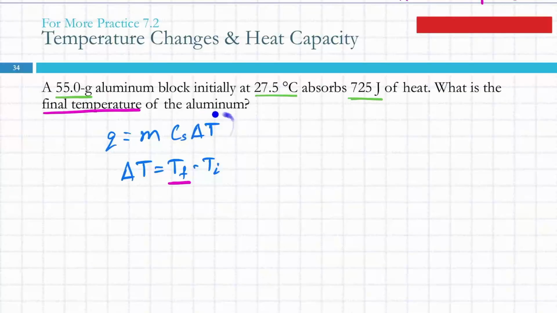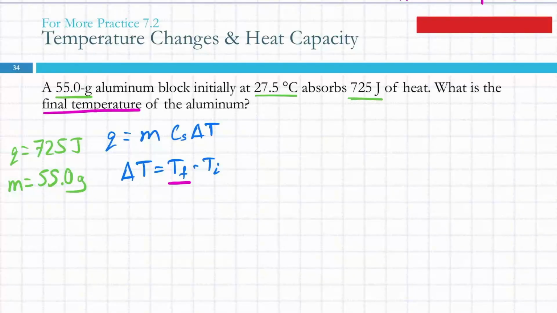To solve for ΔT, we need Q. Do we have Q? We do have Q. Q is 725 joules. We also need M. Do we have M? Yes, we have M. M is 55.0 grams. That's our mass. We would also need C. Do we have C? We do not have C.